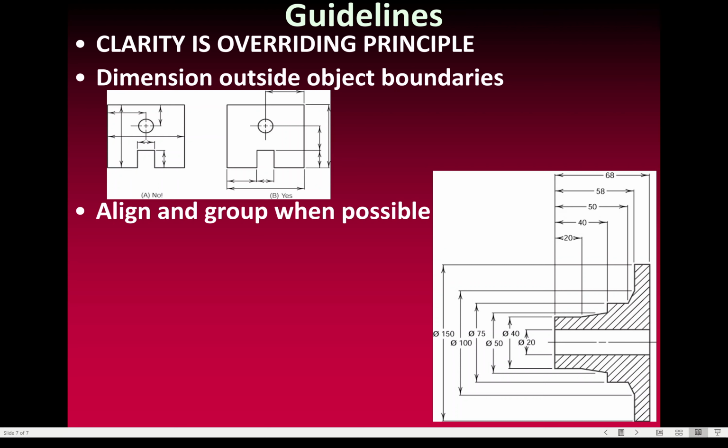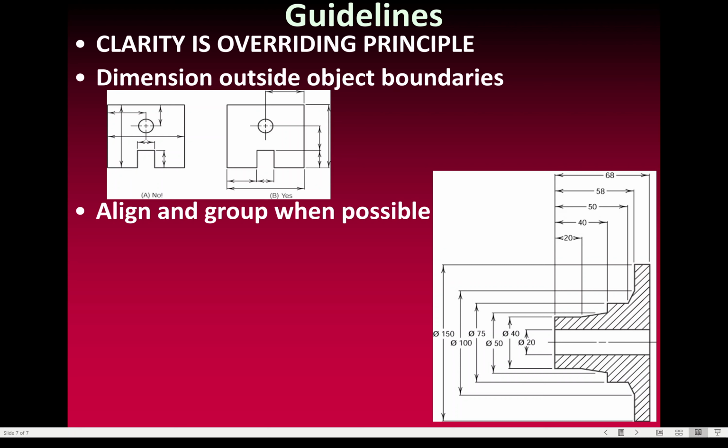When possible, you want to align and group, right? This is a revolved piece here, so you've got a whole bunch of diameters. You want to keep all those together. It'll make it a lot easier for someone that's fabricating this if they say, oh, now I go 20, 40, 50, 75 for these diameters, okay?